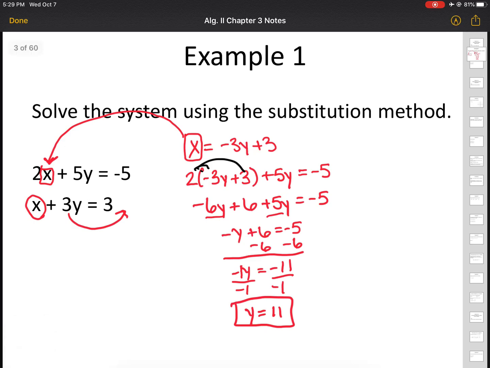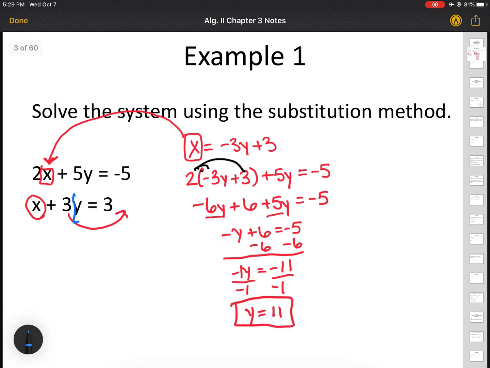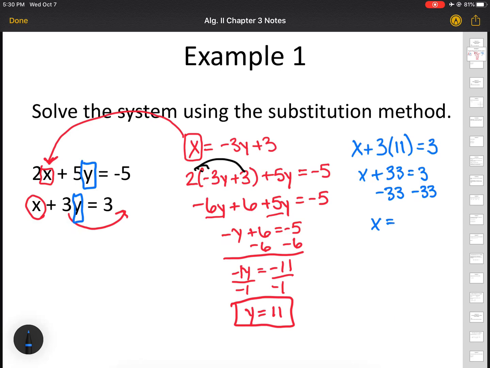Since I know what y is now, what I could do is substitute that y back into either the first or the second original equation. It doesn't matter which one. I'll just pick the second one because it was a little bit easier. So if I do that, x plus 3y, but y is now 11, that's what we figured it out to be, equals 3. Well, 3 times 11 is 33, still equaling 3. And if we move that 33 over, 3 minus 33 is negative 30.